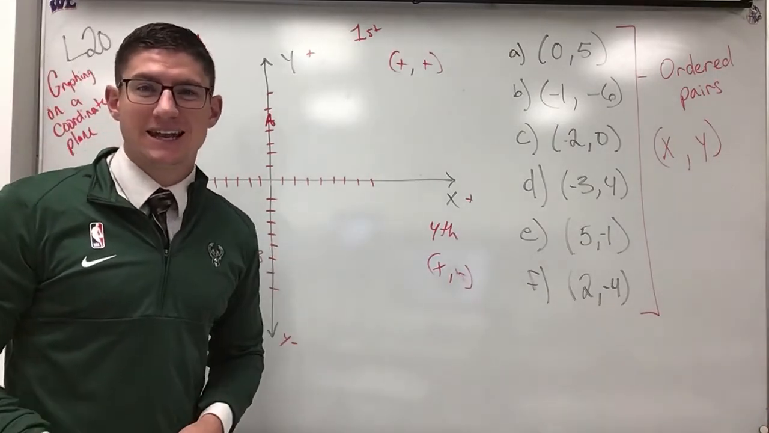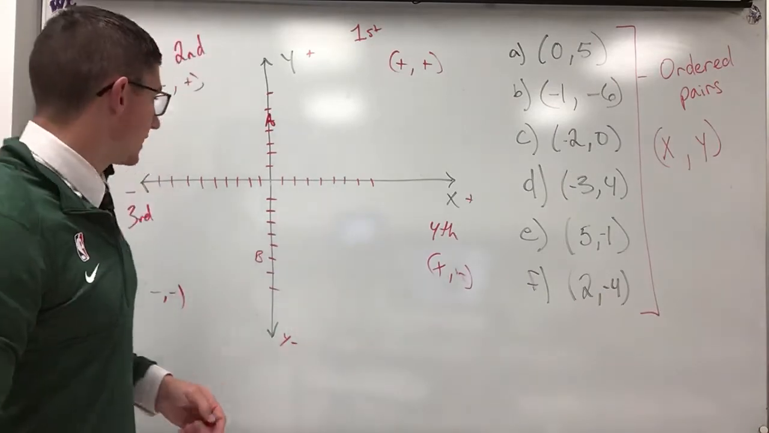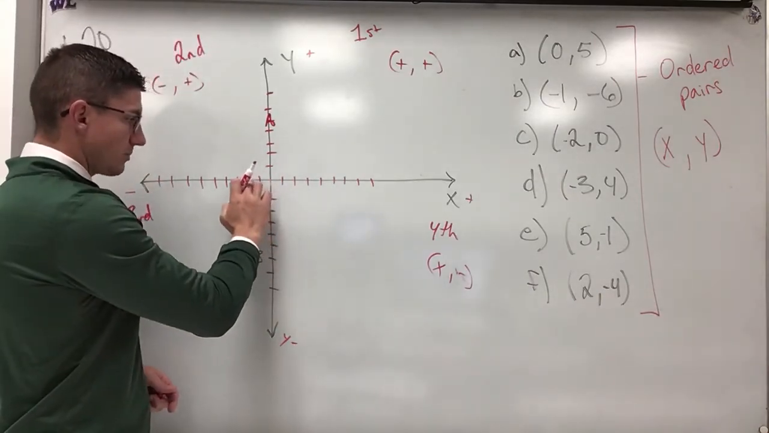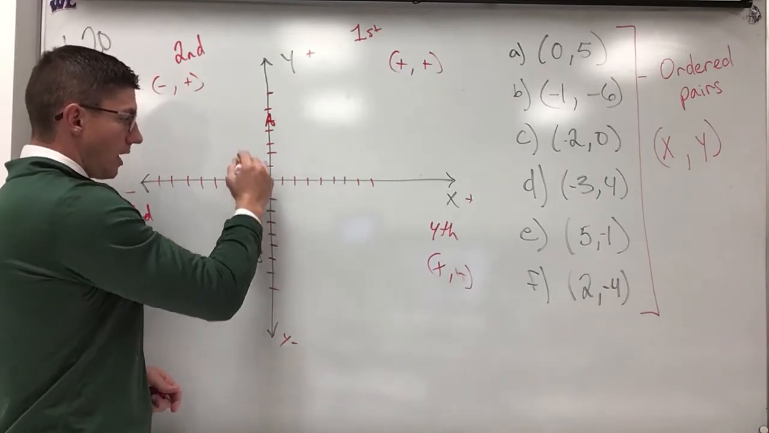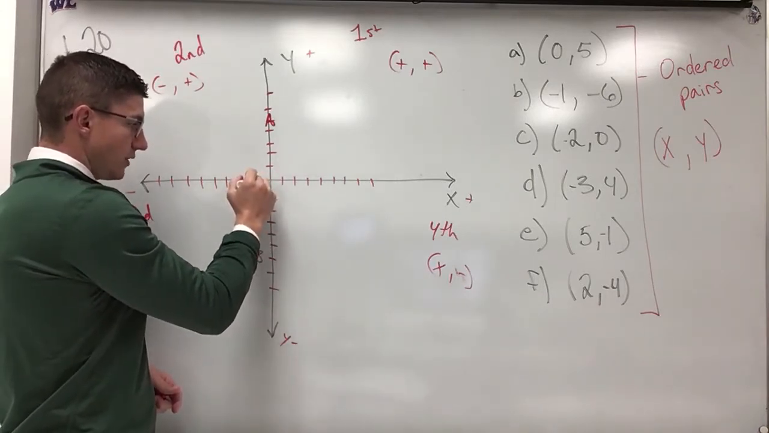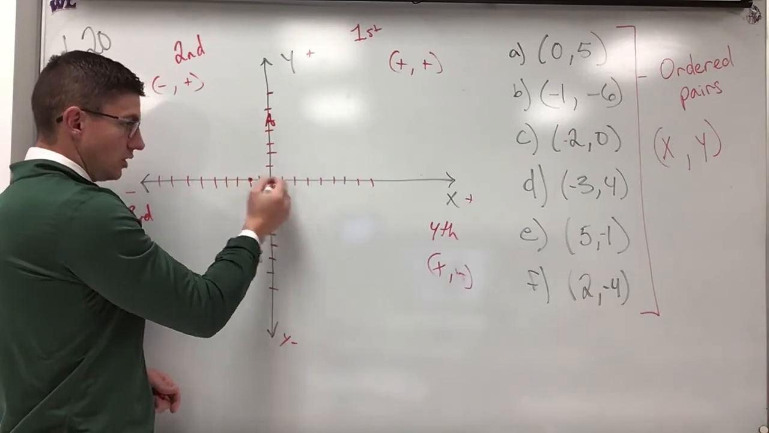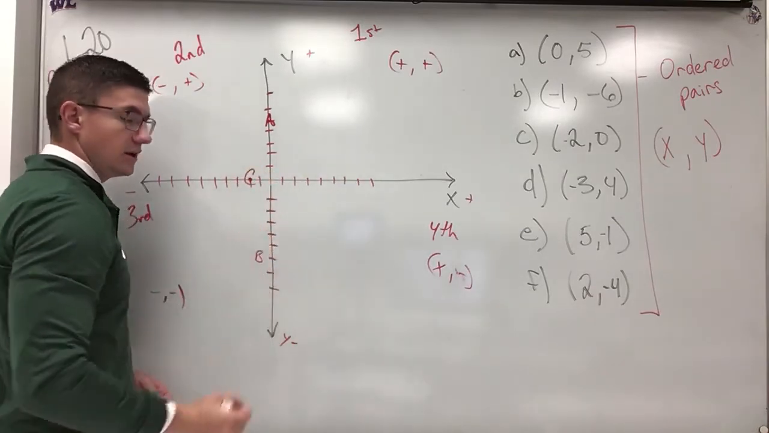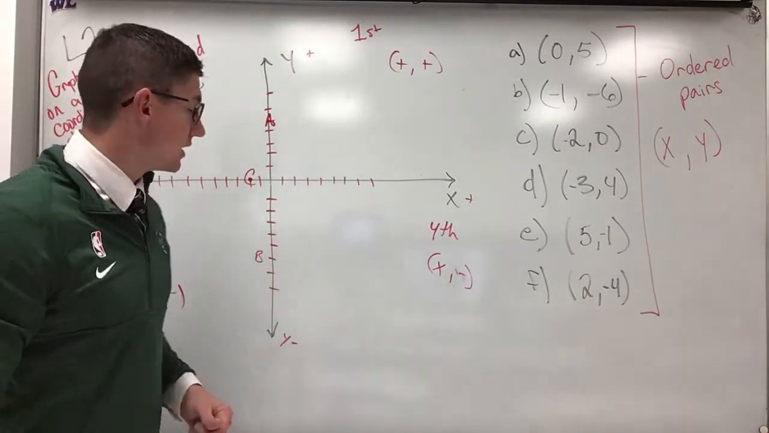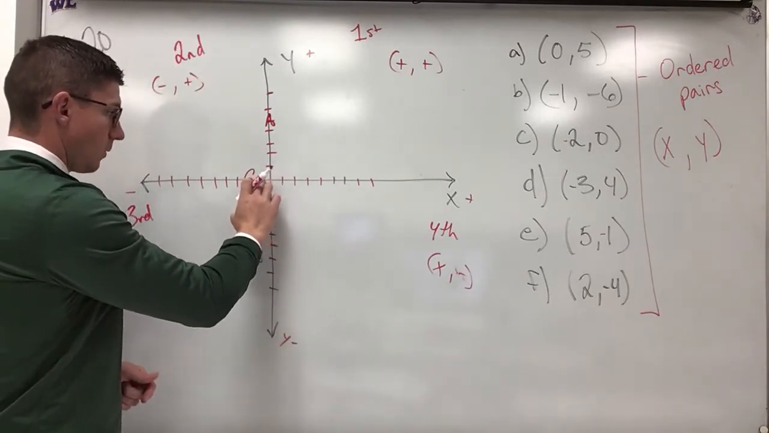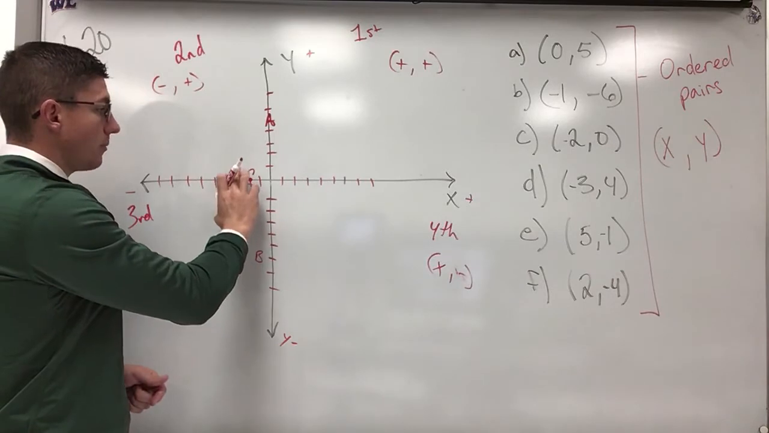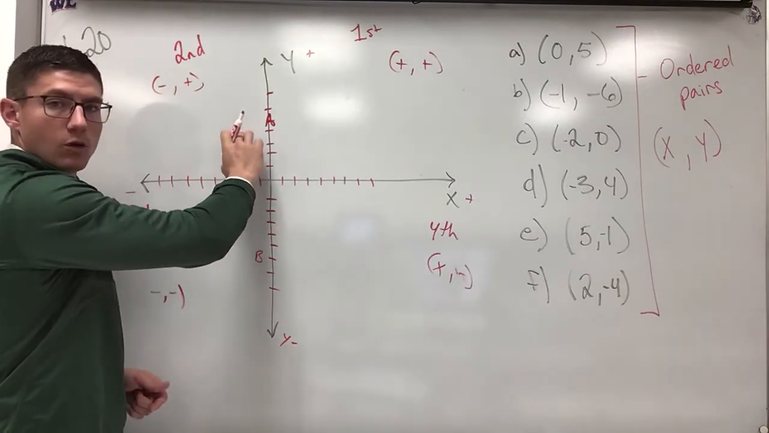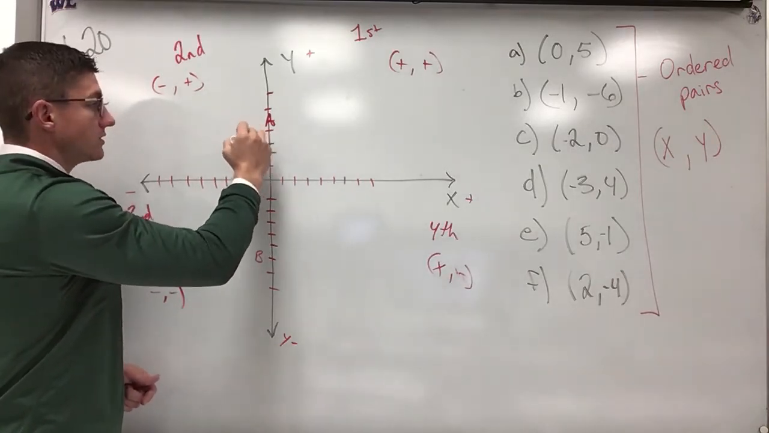Letter C says -2, 0. And -2, 0 means I'm going over 2 with my x value. 0 means I'm not going anywhere with my y value, up or down. So that C value falls right here on the original x-axis. That's where C is graphed. D is -3, 4. Start at 0 again, 1, 2, 3, because x is -3. And this says +4, so I'm going up 1, 2, 3, 4. That's going to be my value for letter D.